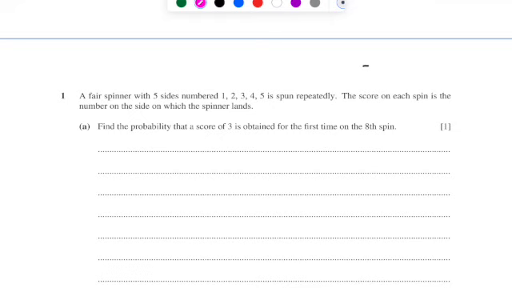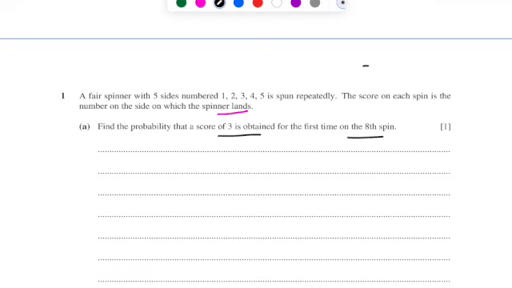The score on the spinner is the number of the side on which the spinner lands. Find the probability that the score 3 is obtained for the first time in the eighth spin. For these kinds of questions, first of all we should know that it is happening in the eighth spin.